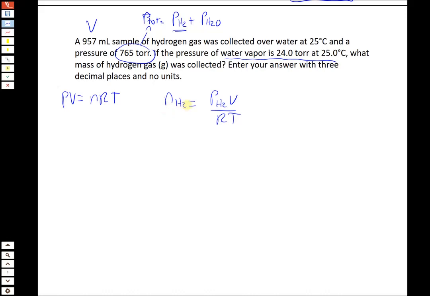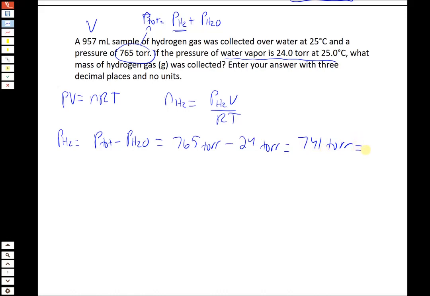Alright, so anyway, what we're going to do is subtract the two. So the pressure for H2 is going to be the total pressure minus the water vapor pressure. Our total pressure is 765 torr. Water vapor pressure at that temperature is 24 torr. Subtracting those two, we get 741, and that's going to be the pressure of hydrogen. If you don't do this step of subtracting out the water vapor pressure, you're going to get an answer that's a little bit too big, and it will be outside of the range of answers that we would accept on a problem like this.